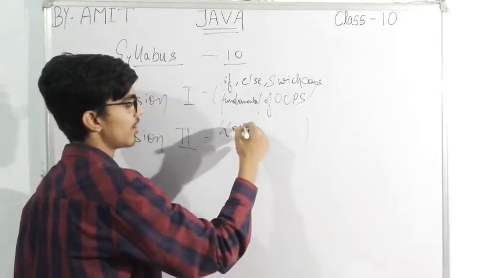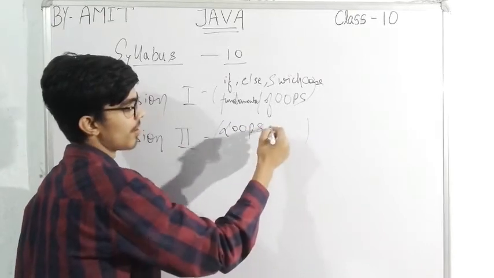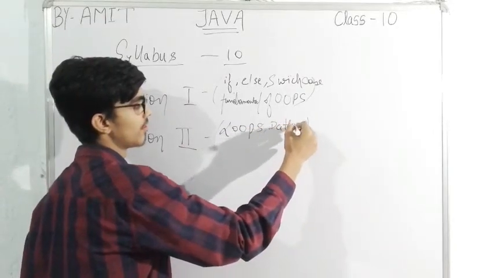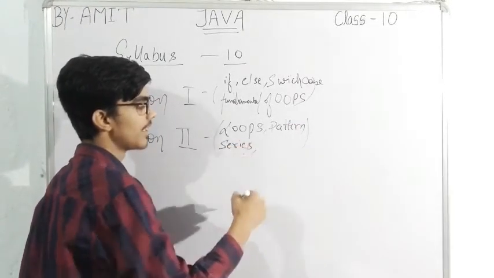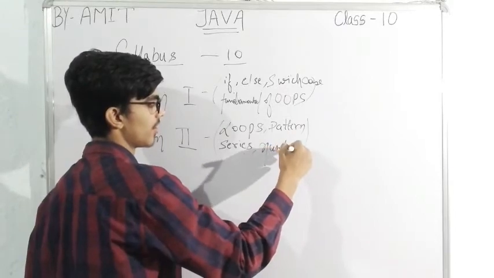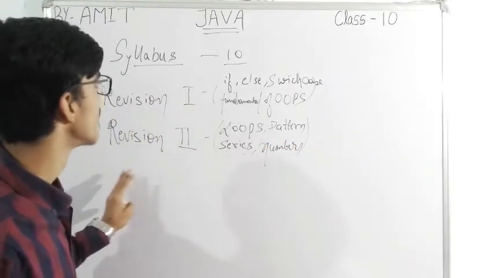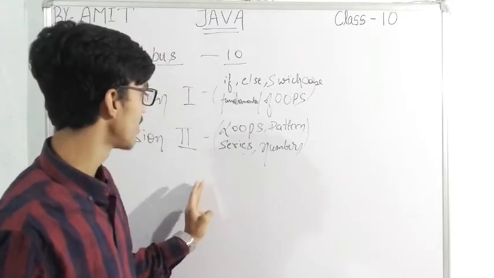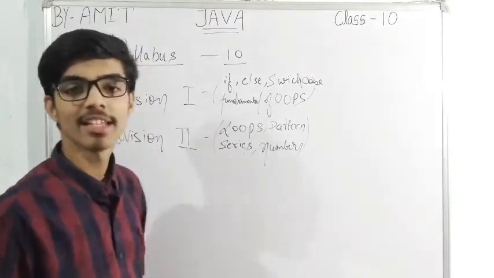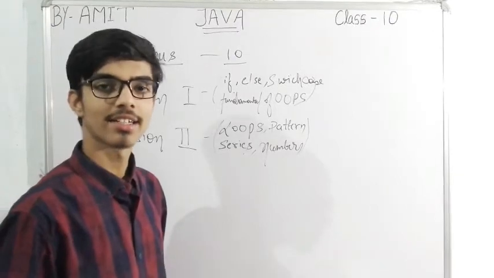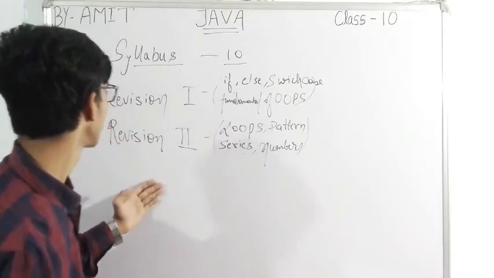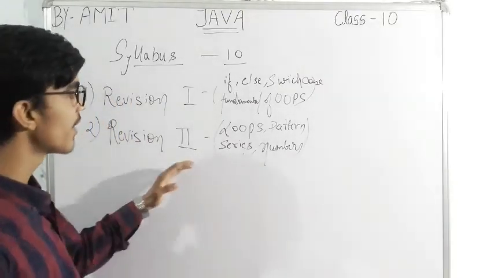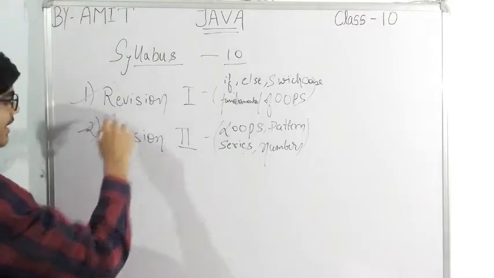Now revision 2 contains loops, pattern programs, series, numbers. This we have completed in the videos which I have made for class 9. So if you have not seen that, do go to my channel and watch those videos. So these two are important and we have covered the first and the second also.